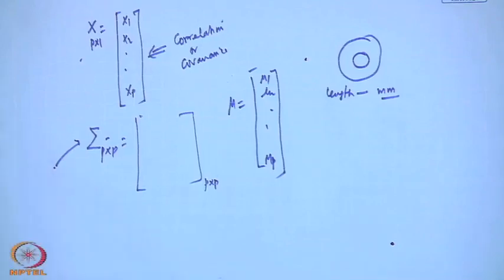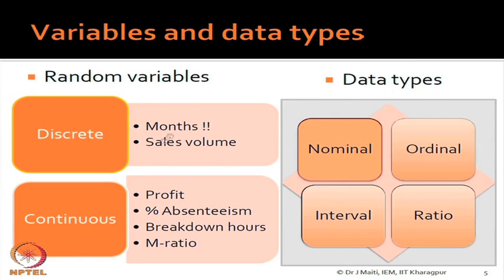Okay. So, you see this slide here, the left side is talking about random variables, and the right hand side is talking about data types.